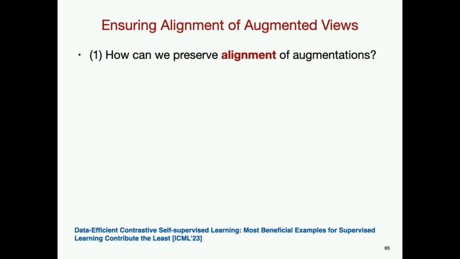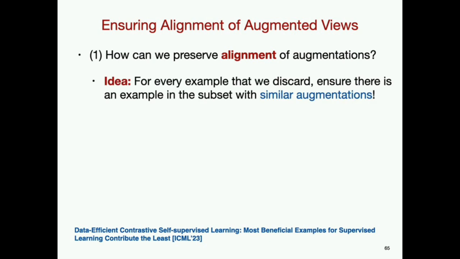Okay, so going back to our data efficient contrastive learning approach, we wanted to preserve alignment and divergence. And now we've introduced this notion of expected augmentation distance. So let's start with alignment. How can we preserve the alignment of augmentations?